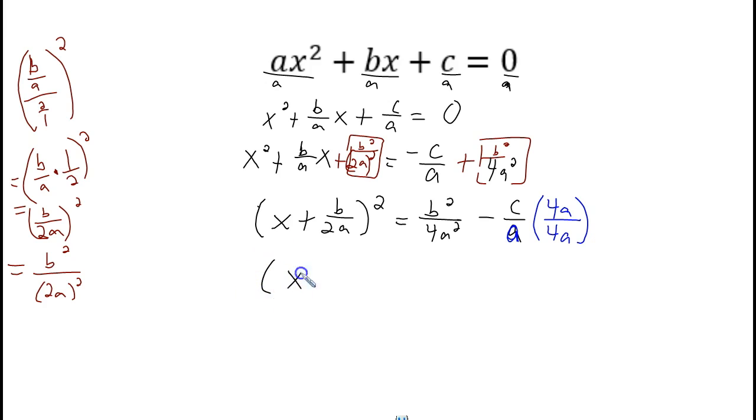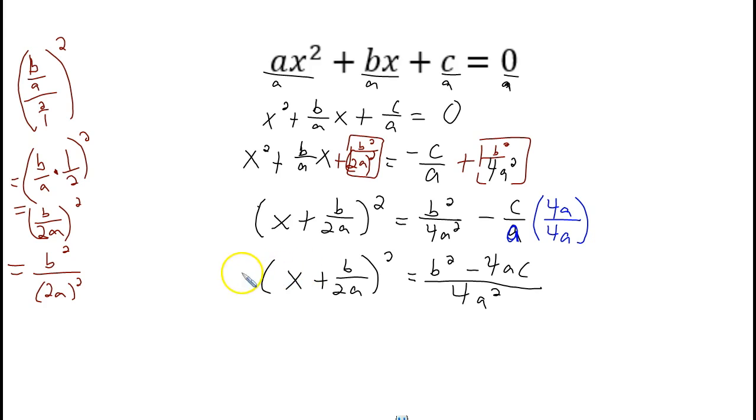Okay, so I've got x plus b over 2a squared equals b squared minus 4ac, because that's c times 4a, 4 times a times c, right? And all of that is going to be over 4a squared, because now we have like denominators. Now we have 4a squared here and 4a squared here, so we're going to put it all over 4a squared. All right, we're getting closer to the final answer.